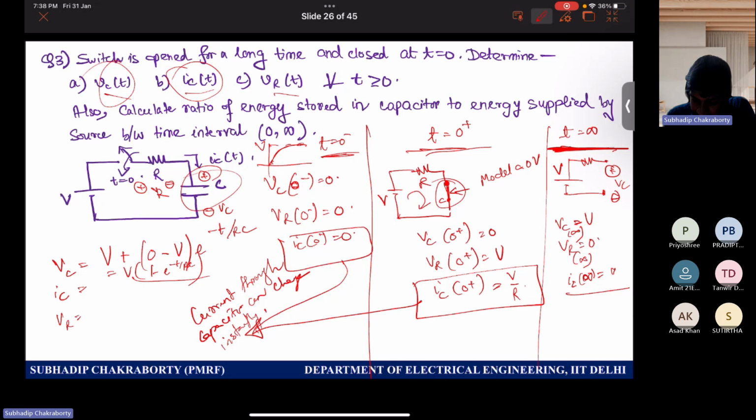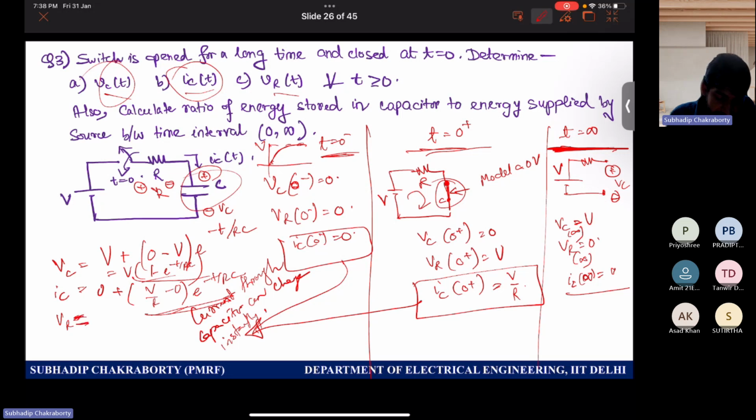So now IC of infinity is 0 plus initial. So final minus initial is V by R minus final, e to the power minus t by RC. So current should reduce. It is reducing. Voltage increasing, current reducing of the capacitor.